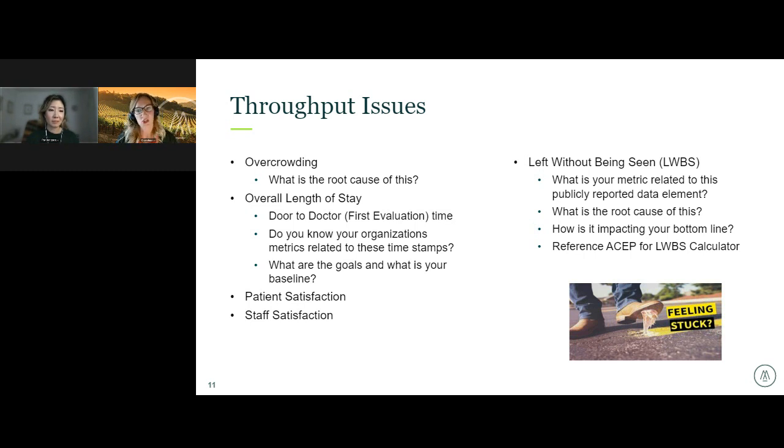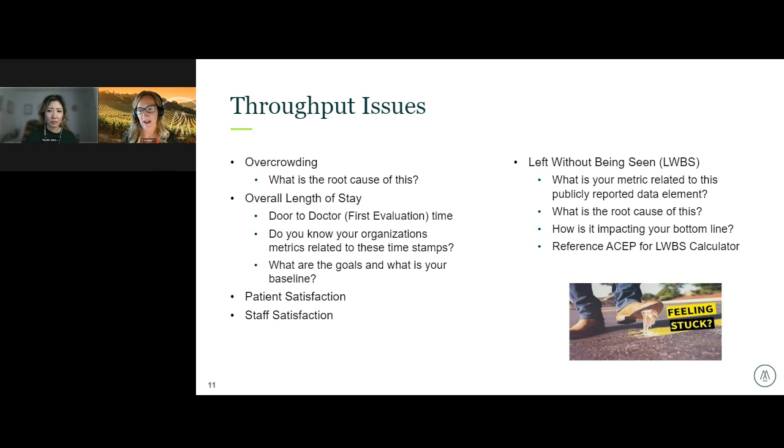And then what are your goals? Do you have goals related to these? I know that it's hard for staff to completely be on board with some of these ideas, but really, if you can improve some of those times, I always say improving time is improving safety. If you can move people in and out of your department quicker, then it's safer for everyone not to have the overcrowding.